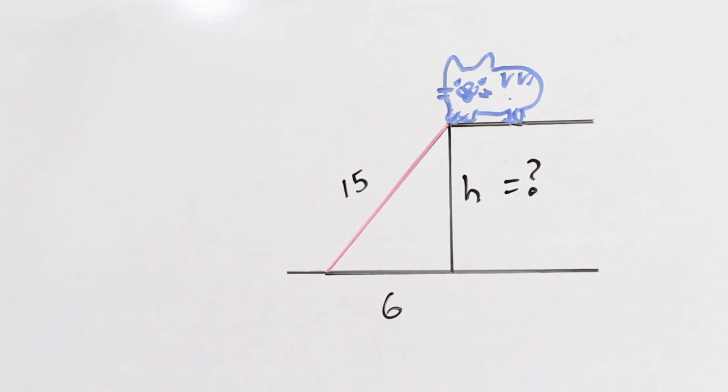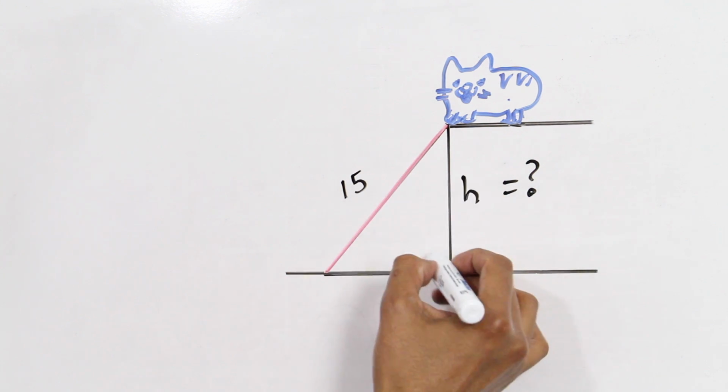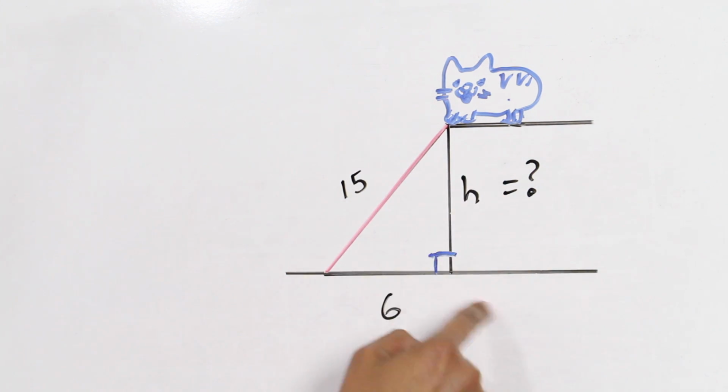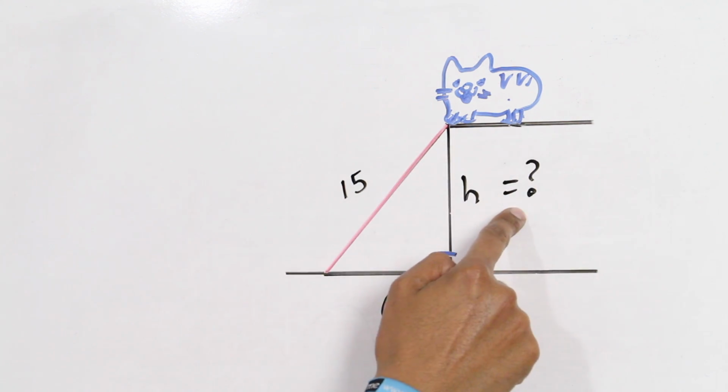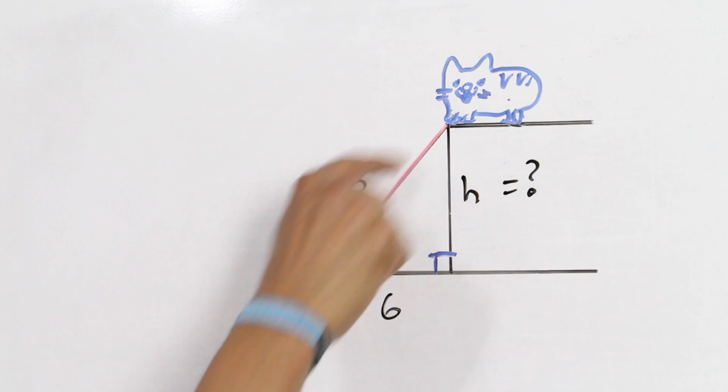Suppose that a cat wants to use a ramp of 15 inches, and we also know that the distance between the ramp and the wall is 6 inches. With all this information, what is the value of the height? As you can see, the ramp and the wall form a right triangle. Here is the 90 degrees, and now I can use the Pythagorean theorem to find this unknown variable, because I know two values of the triangle.